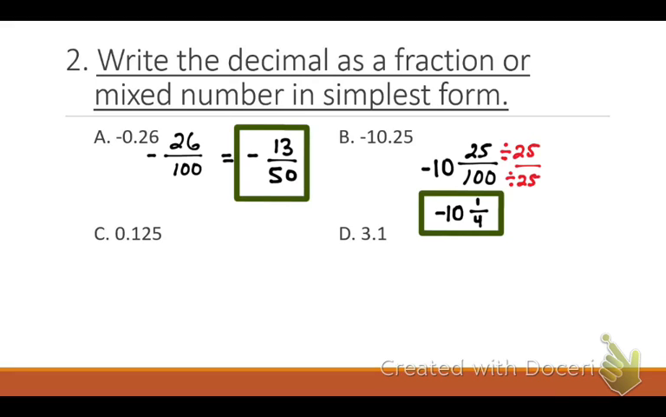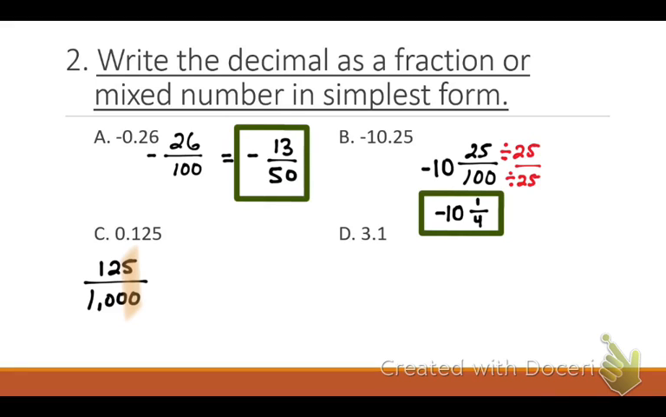Okay, let's go on to this next one down here. What place is the last number in? The thousandths. So to properly say this, this would be 125 thousandths. Do you think that can be reduced? Yes, it can. If nothing else, we can see that it's ending in a 5 and a 0 at the end. So for sure, a 5 could go into it. But there's something bigger than a 5. Guess what it is? 25. 25 could go into it.